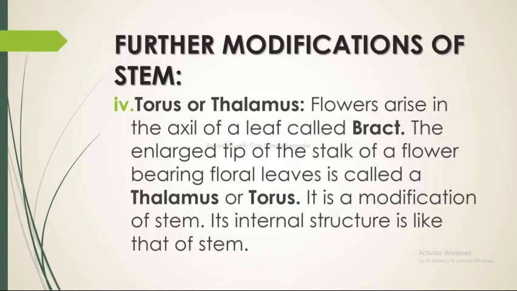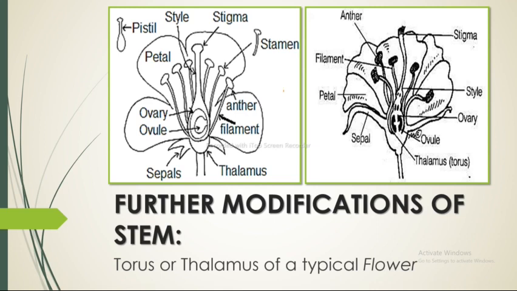The next type is the torus or thalamus. Flowers arise in the axil of a leaf which is called a bract. The enlarged tip of the stalk of the flower bearing the floral leaves is called a thalamus or torus. It is a modification of stem, and its internal structure is like that of a stem. Further modifications of stem: this is the torus or thalamus of a typical flower.